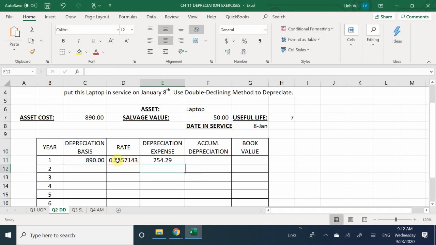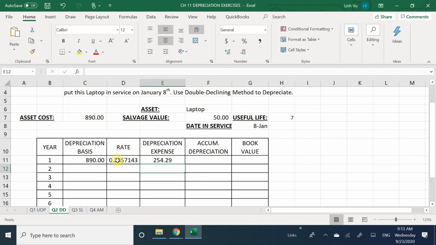Did you say 254.28? It's 0.285, but rounded. Good. Round up to 29. Because this is what we're going to be journalizing in our journal. You can't have 285, right? You have to round either up or down. And in this case, we're rounding up.